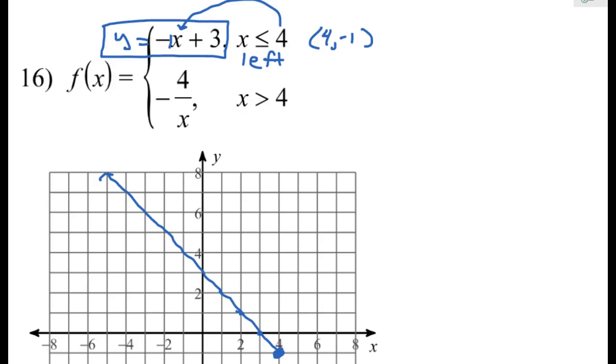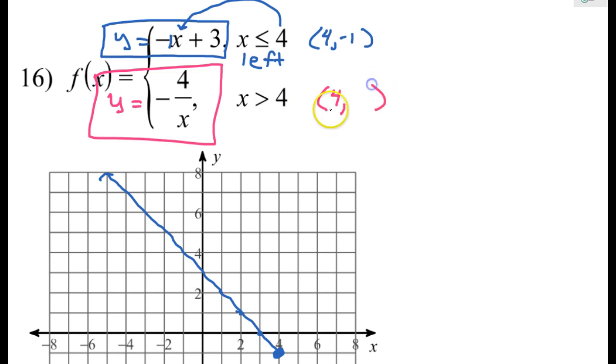Now let's talk about the other piece, which is a rational function, which is weird. So y equals negative 4 over x. So let's find the end point of this piece. The end point is going to be at 4 comma something. If I take this 4 and plug it in, that's negative 4 over 4. So that's negative 1. Interesting.